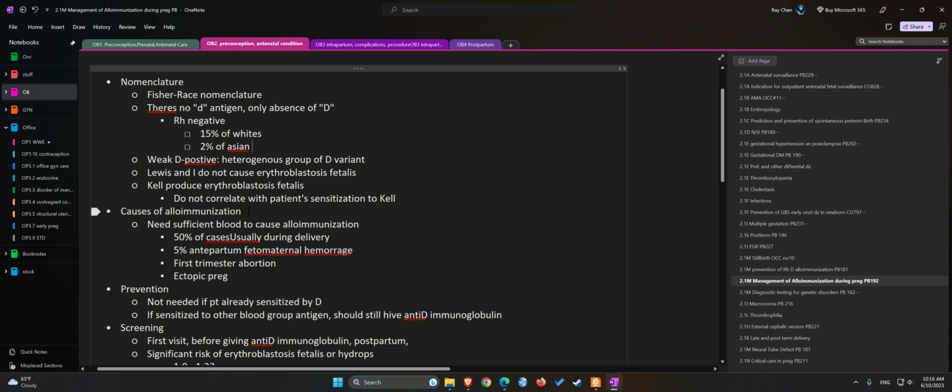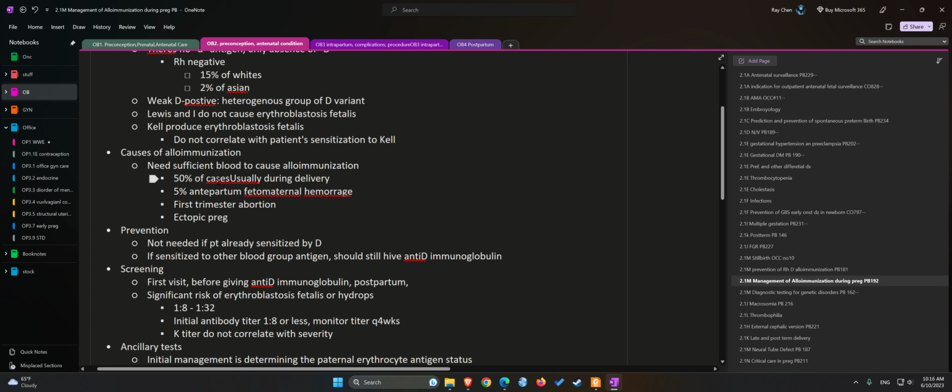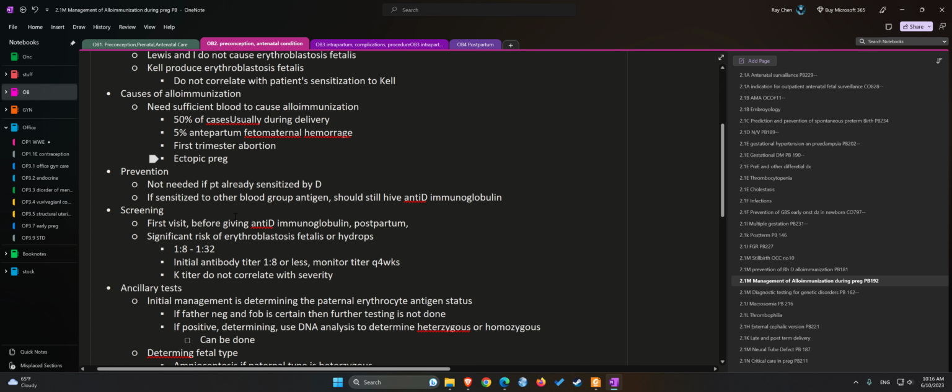Causes of alloimmunization: 50% of cases occur during delivery, and 5% are from antepartum fetal maternal hemorrhage. It's also possible from first trimester abortion or ectopic pregnancy. Prevention: there is no need if the patient is already sensitized to D. If sensitized to other blood group antigens, she should still have anti-D immunoglobulin.